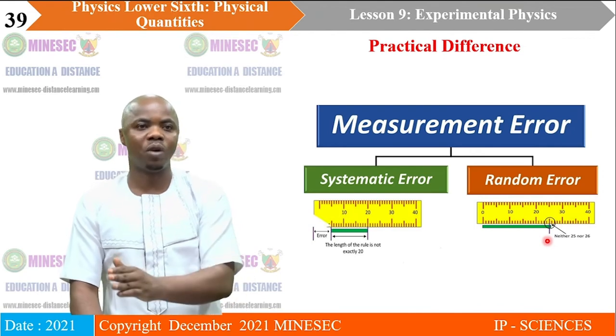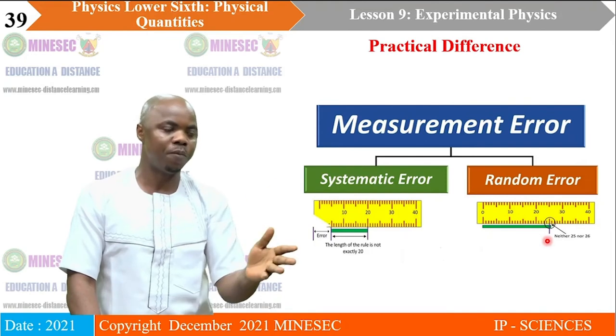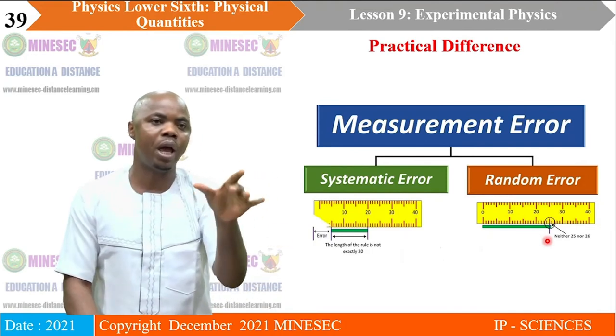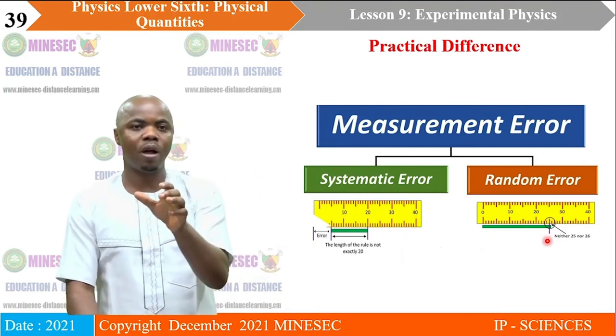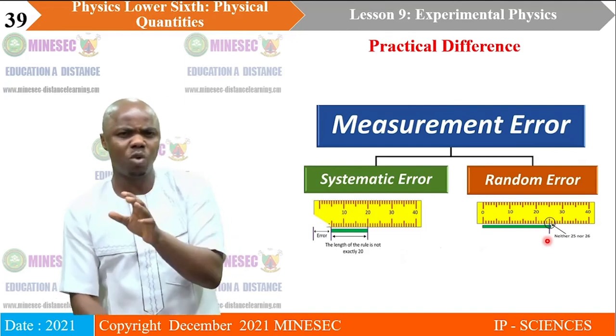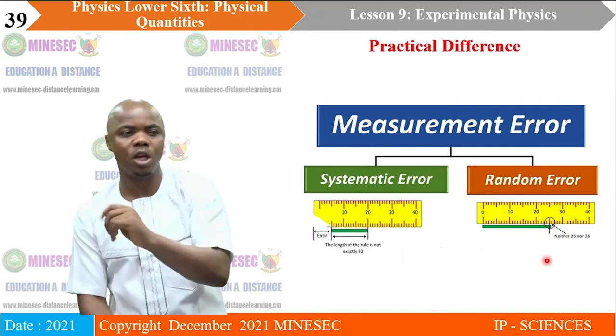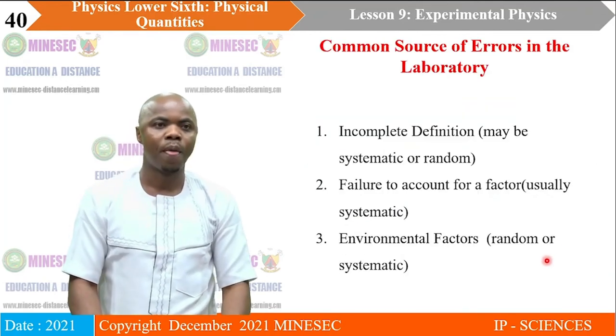Now, as a practical difference, systematic error is caused by a broken instrument, a destroyed instrument, and it causes a limitation in the accuracy. Random error is caused by a limitation in the precision. You cannot distinguish between, if it falls between 1.1 or 1.2, limitation in the instrument causes random errors.